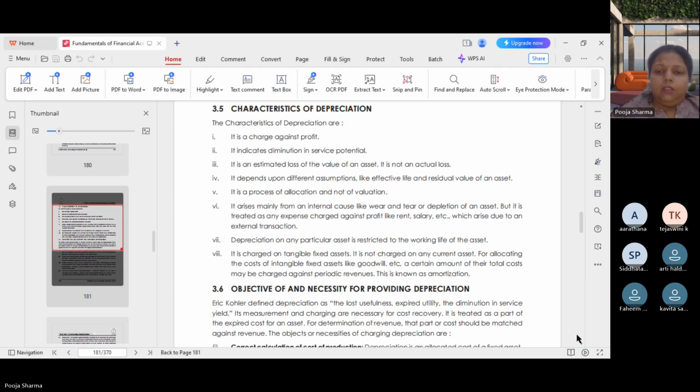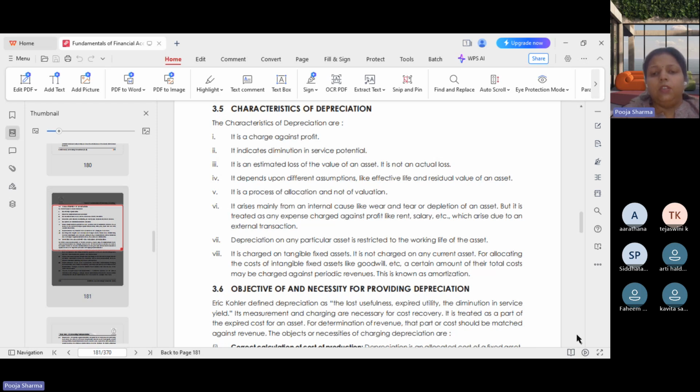Okay, let's start again. We have an intangible asset, goodwill, having value 1 lakh and estimated life 5 years. So the amount is 20,000. We have to write it off over 5 years, so we can charge it against the periodic revenue. We will deduct it from the revenue. This is known as amortization. Just as we have already discussed, amortization is only for intangible assets.